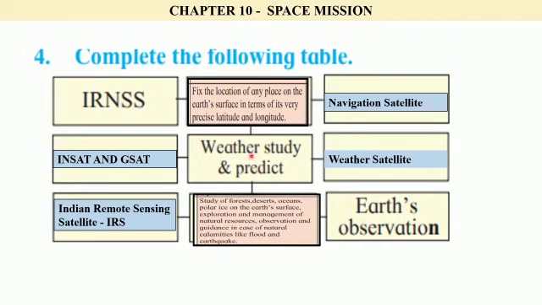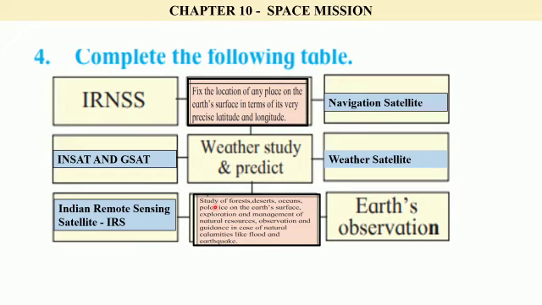Second one, here you have been given the function of the satellite, weather study and prediction. So the name of the Indian satellite series is INSAT and GSAT, whereas the type of satellite is weather satellite. Third one, Earth's observation satellite. So here you have been given the type of satellite.